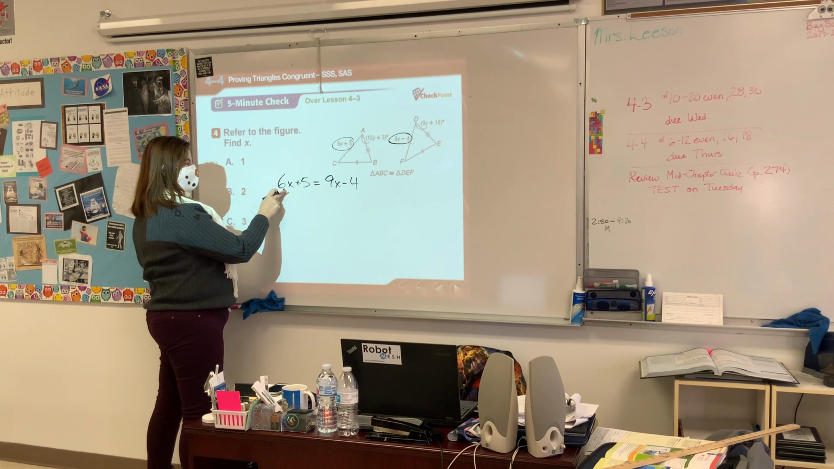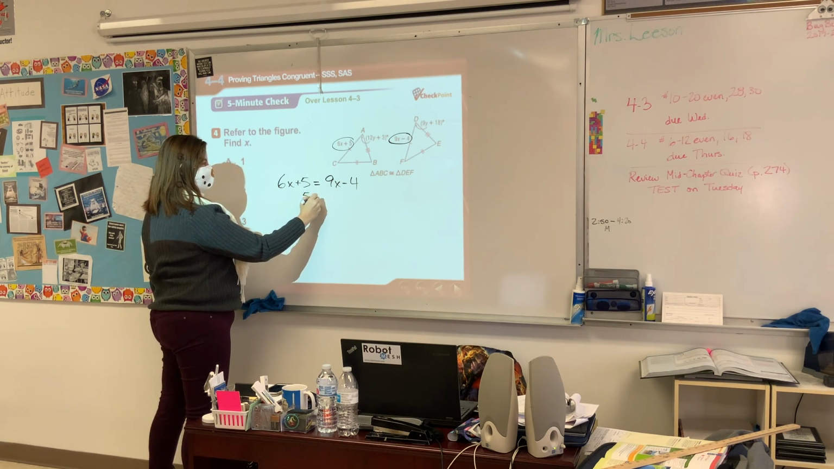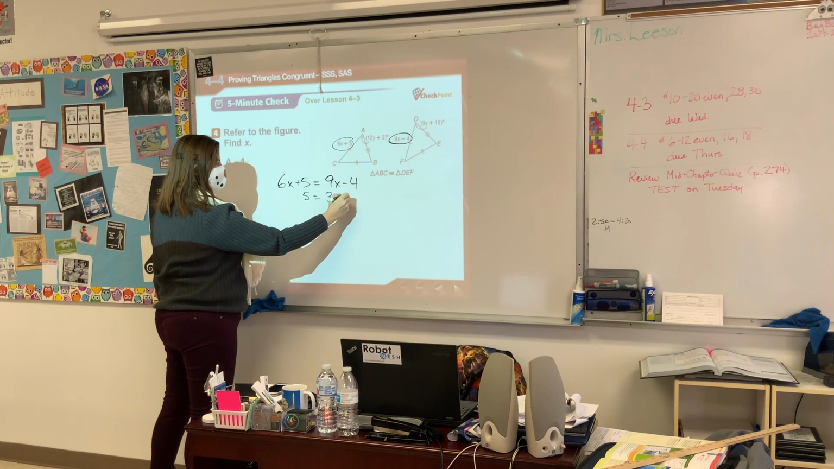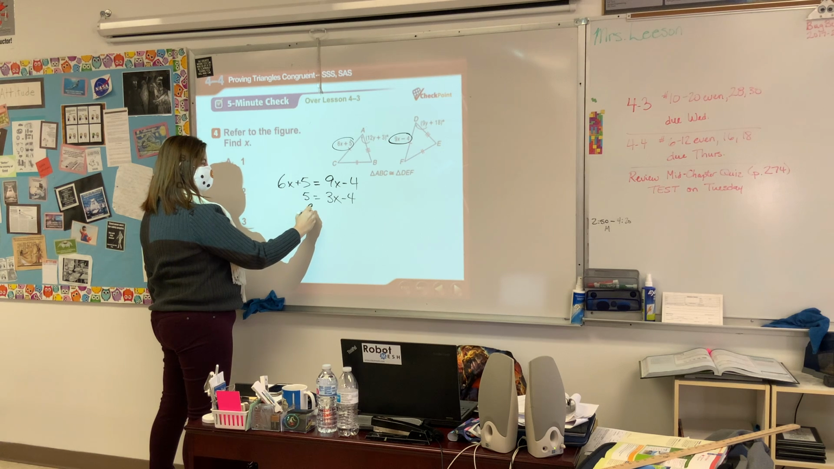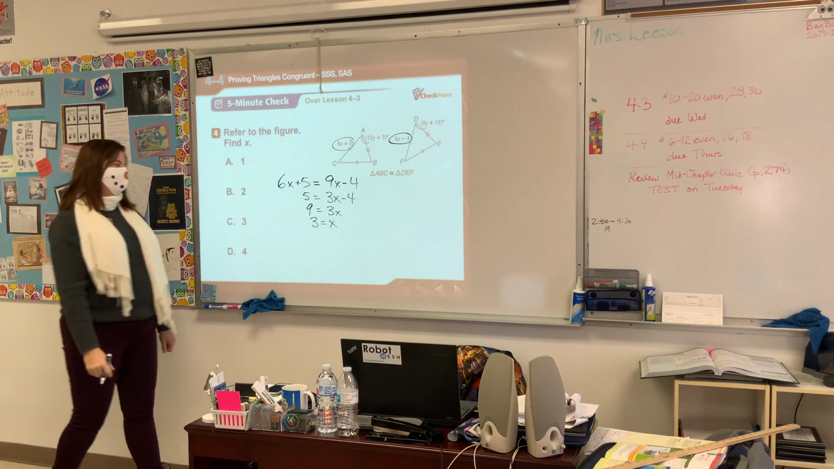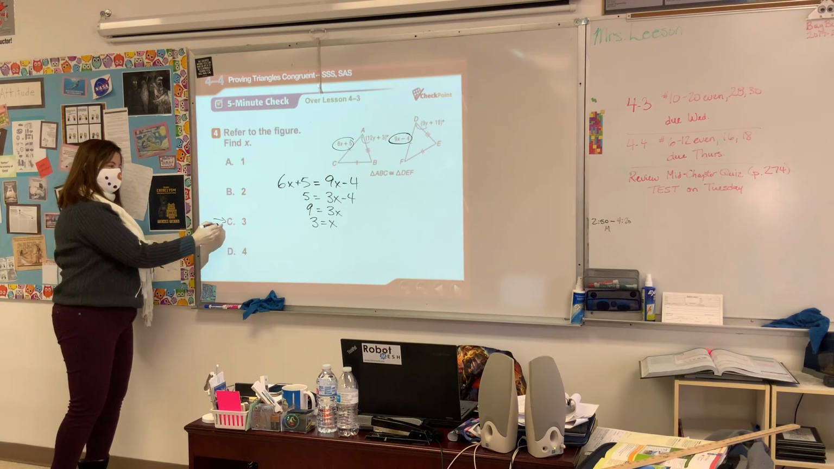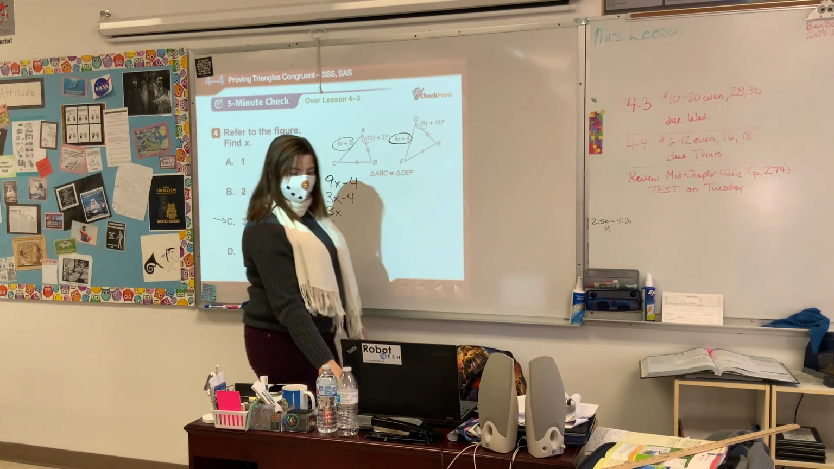I can subtract 6x, subtract 6x. I'm left with 5 is equal to 3x minus 4. Add 4 here, add 4 here. 9 is equal to 3x. And then I divide by 3. 3 is equal to x. Not too bad. Not too bad at all.